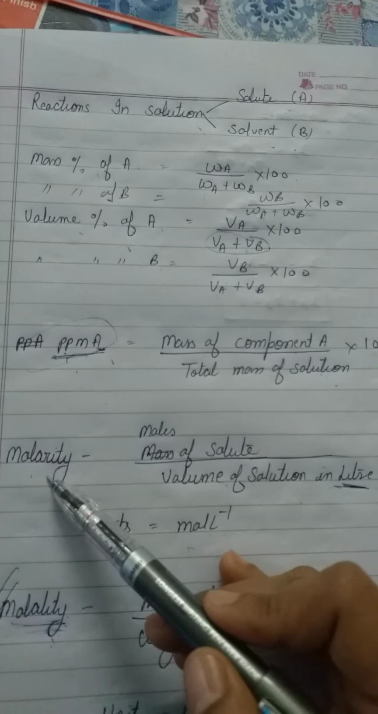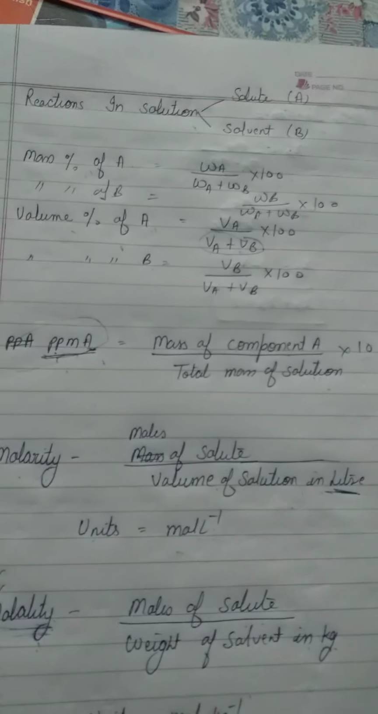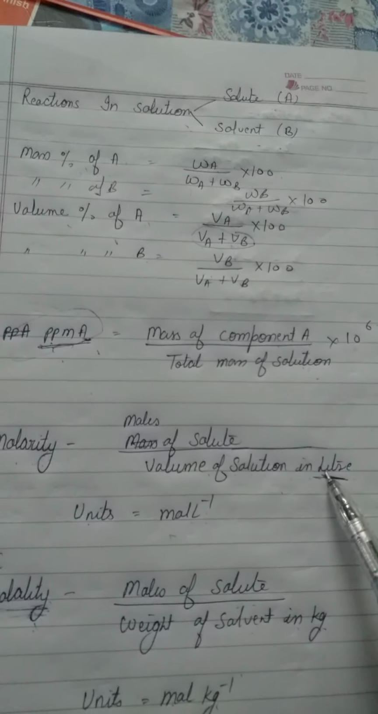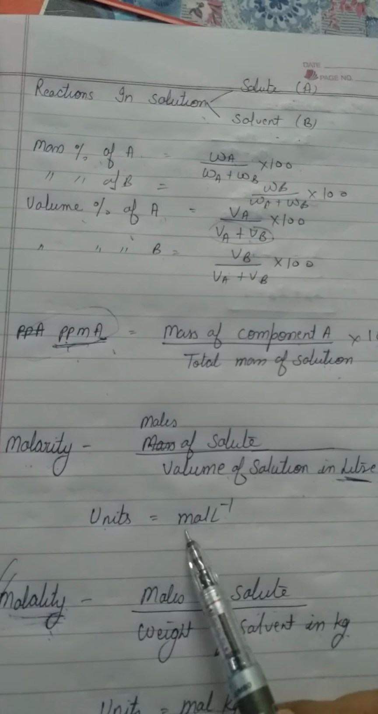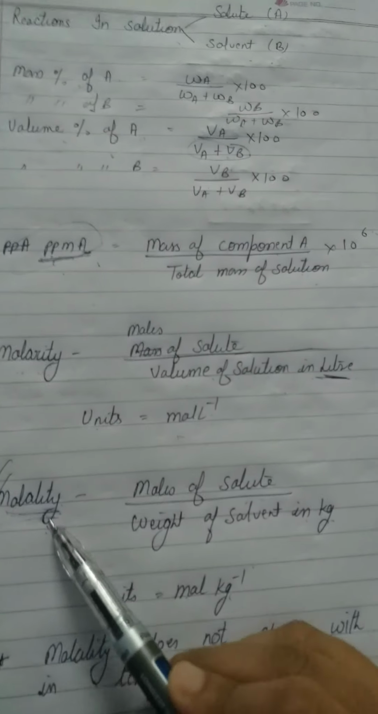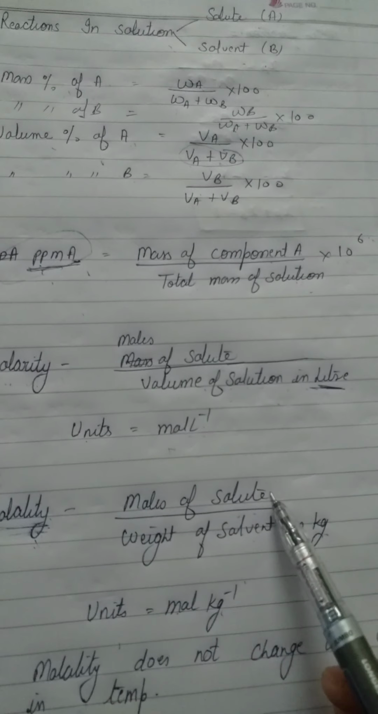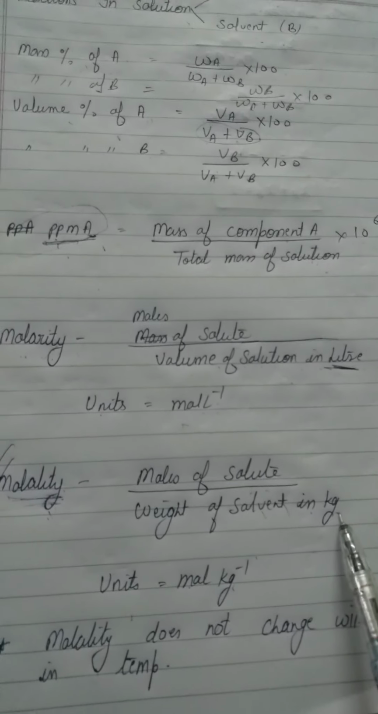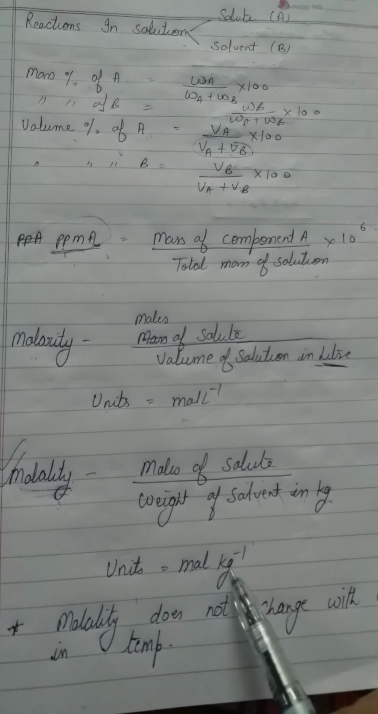Now next we have molarity. Molarity is the number of moles of solute dissolved per liter of the solution. That is known as molarity. So the units will be mole per liter, right? Next term is molality. Molality is the number of moles of solute upon weight of the solvent. Its weight should be in kg, right? And the units will be mole per kg.